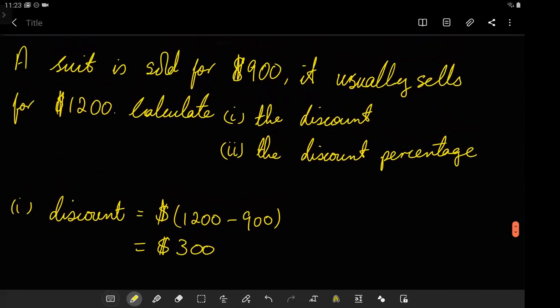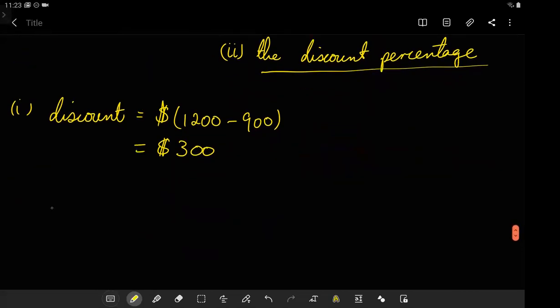Now, how am I going to get the discount as a percentage? This is the important thing here. When you're doing percentages like these, like profit, loss, tax, discount, whichever it is, the percentage is always of the cost price. This here is your cost price. This is how much you would usually pay for it.